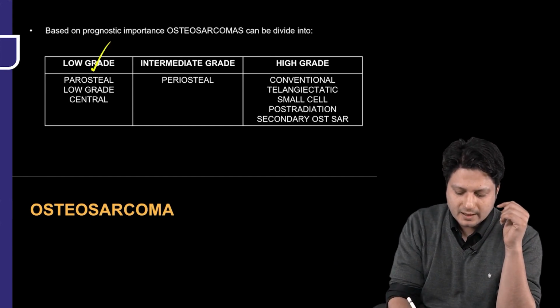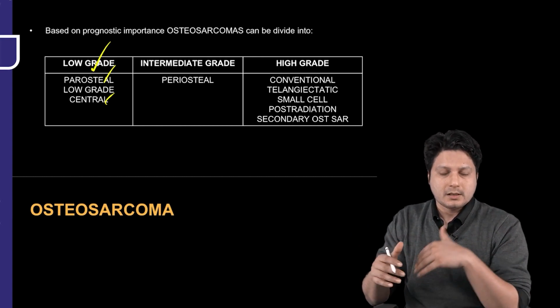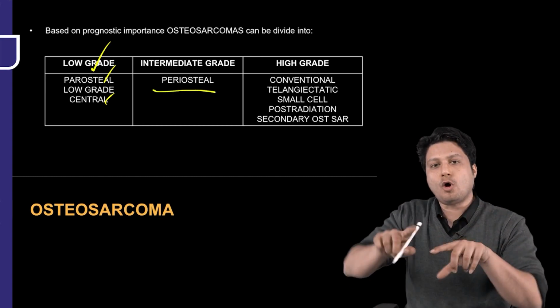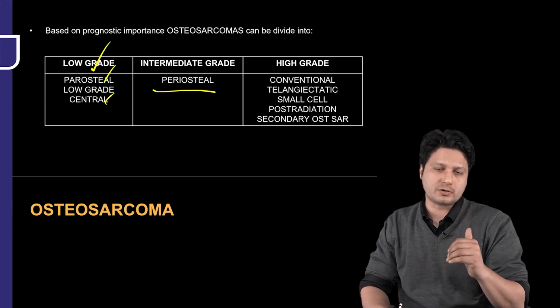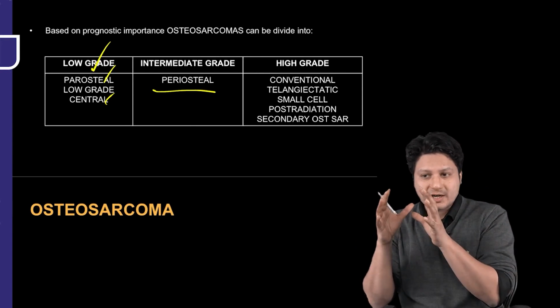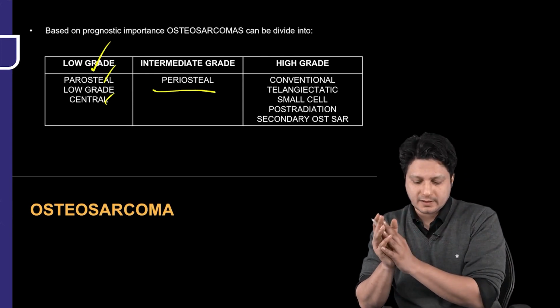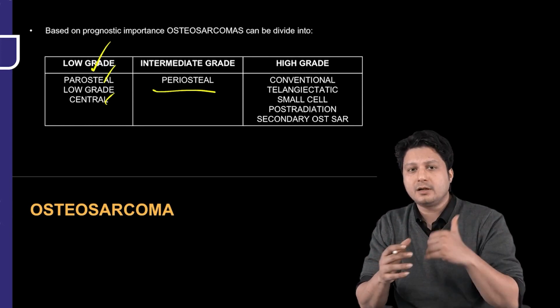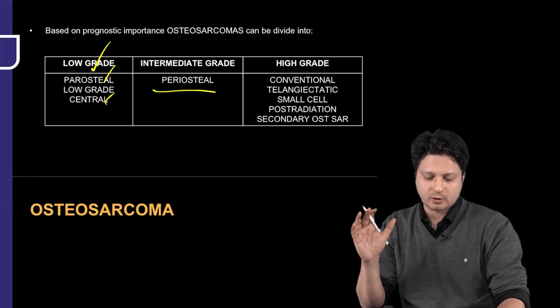So low grade tumors are parosteal and central. These are low grade tumors. The intermediate grade is periosteal osteosarcoma. But the rest, like conventional osteosarcoma, is a high grade tumor. Telangiectatic osteosarcoma, and secondary osteosarcoma, which could be because of Paget disease, is a high grade tumor. Radiation-induced and small cell osteosarcoma, all of them are high grade tumors of the osteosarcomatous lesions.